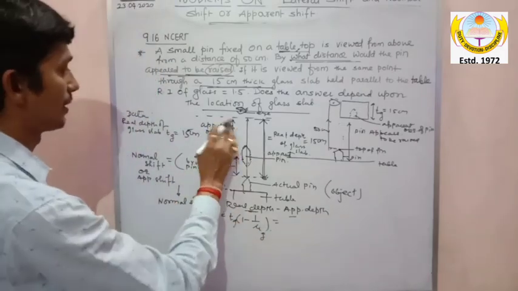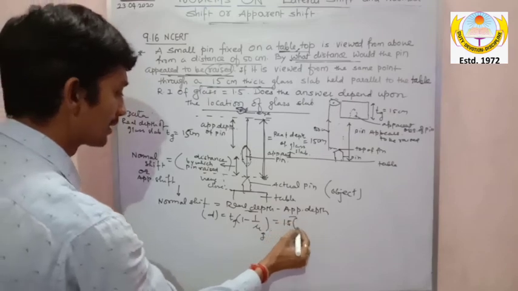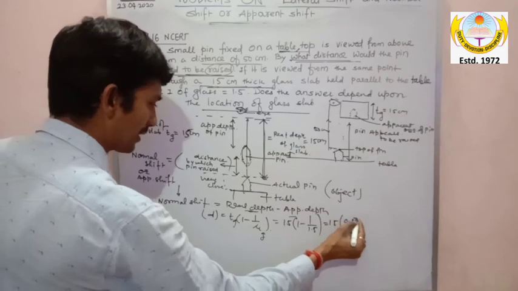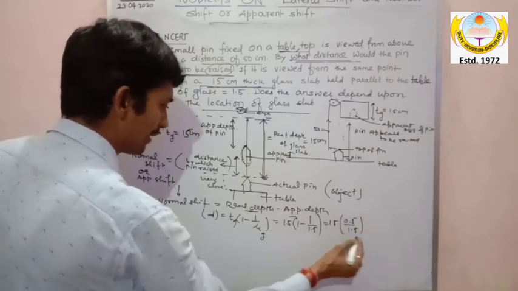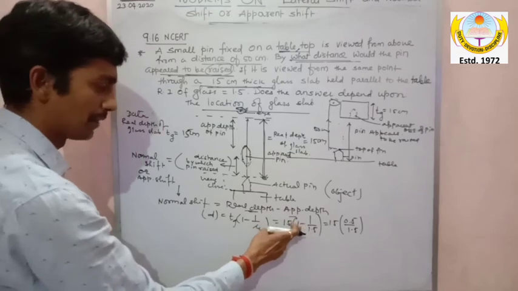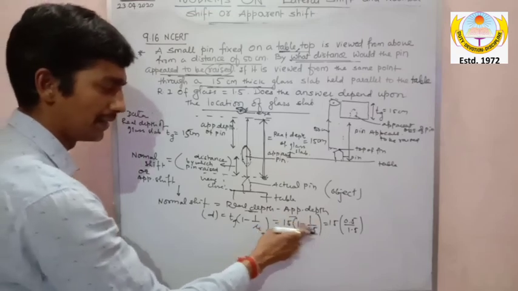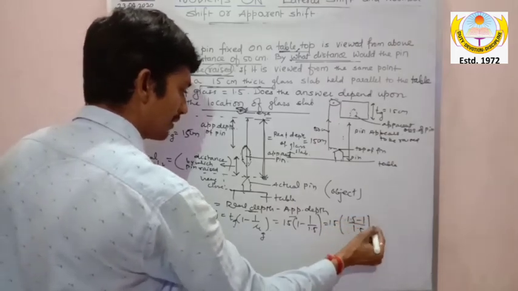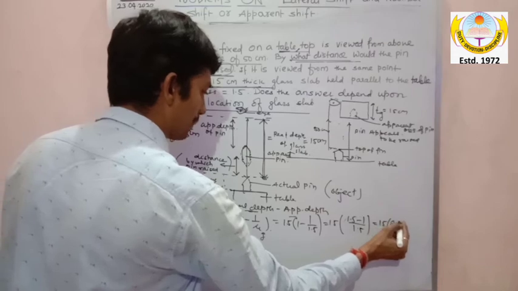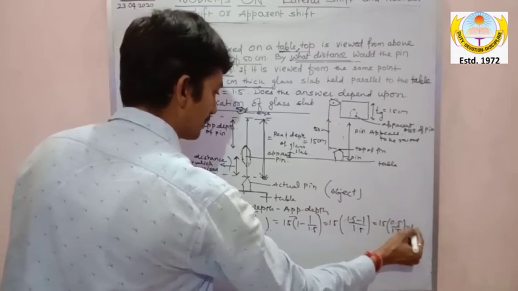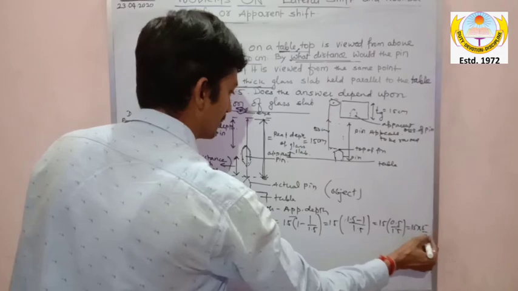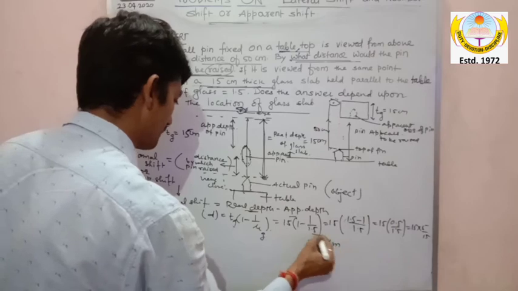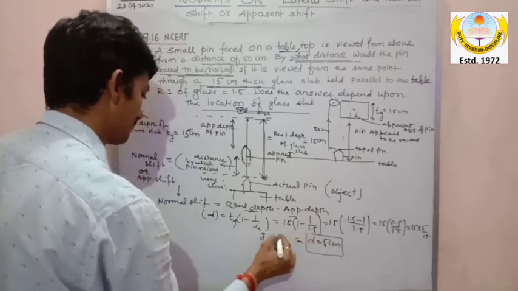So now here Tg is 15. This is 1 minus 1 upon 1.5. This is 15 into the normal calculation. This will be 0.5 upon 1.5. This is 1.5 minus 1, upon 1.5 into 1. So this is nothing but 15 into 0.5 upon 1.5. That is nothing but 15 into 5 by 15. So the answer is 5 centimeter in this question. That is the normal shift actually.